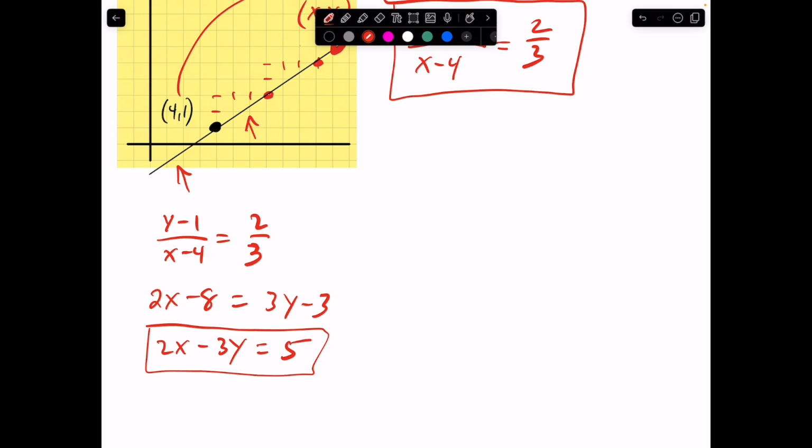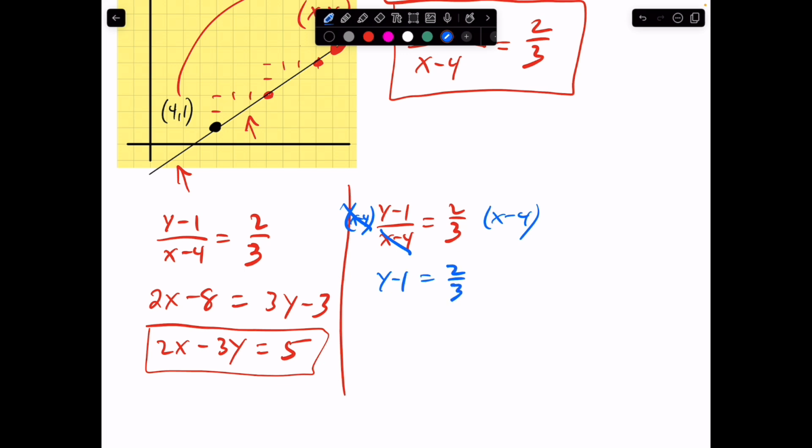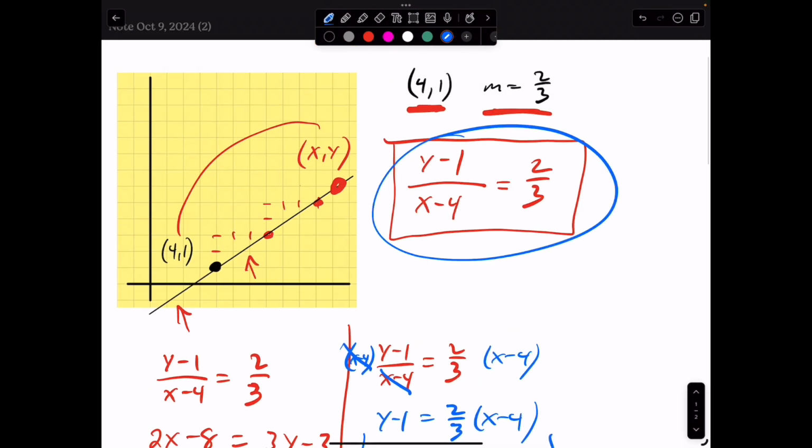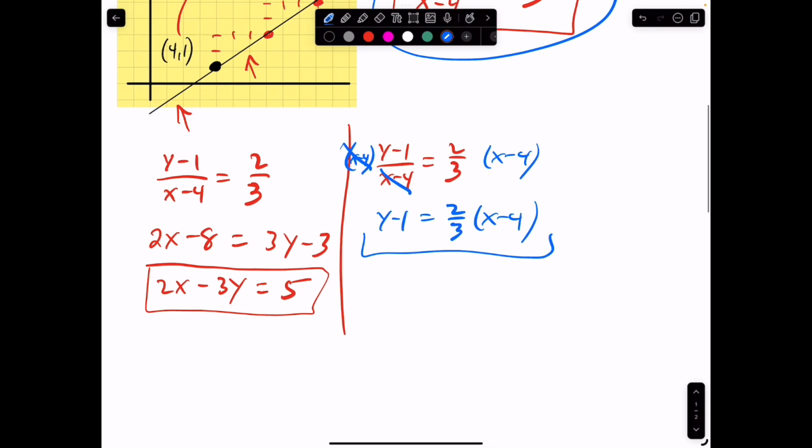All right, an even easier one is point-slope form. Check this one out. If I do y minus 1 over x minus 4 equals 2/3, to put it in point-slope form, all I need to do is multiply both sides by x minus 4, and it cancels out there, and it's y minus 1 is equal to 2/3 times (x minus 4). In fact, that's really where point-slope form came from. It was really this initially. So I'm not quite sure why they teach it that way. It doesn't make a lot of sense.